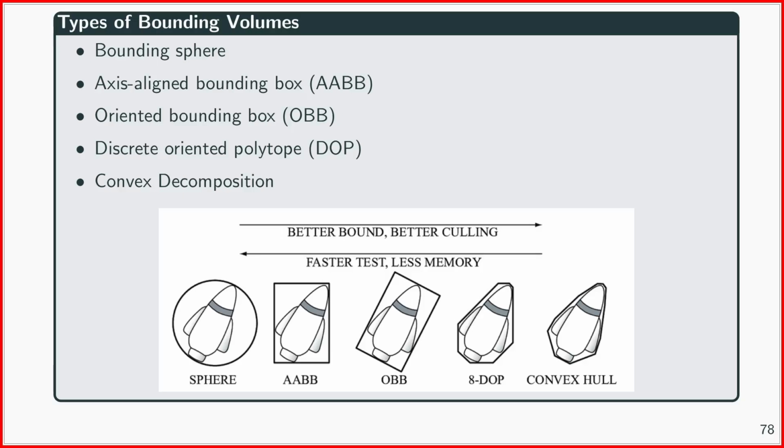And in terms of bounding volumes, there are different ways of how you can do it, different choices. One is to just have a bounding sphere. So you can see here different ways of how you can represent a complex mesh. You can just draw a sphere around it. You can draw an axis-aligned bounding box, an oriented bounding box, a discrete oriented polytope, or just take the convex hull. And if you move in this direction, then you have a better bound. You get more accurate results. And if you go in the other direction, you get a faster test, and you need less memory to represent it.